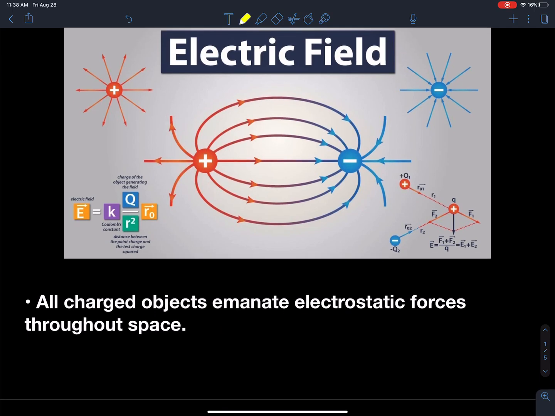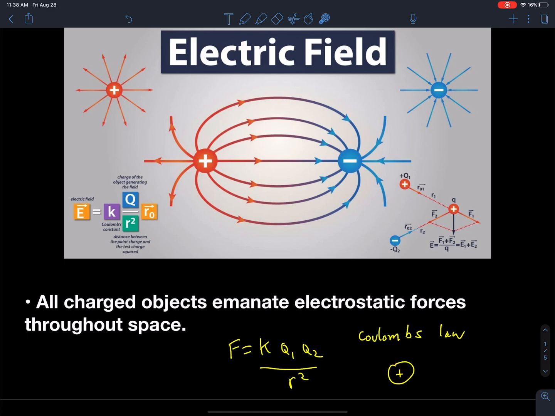Okay, and as we learned in the last episode here, F equals K Q1 Q2 over R squared is Coulomb's law. So any charged object, such as that positive charged object, if I had a positive charged object in space, I would consider that as Q1. And any other small positive charge that I put over here, which I would call Q2 in that equation, would experience some type of force. And if they're the same charge, that little small charge would experience a repulsive force. Okay, that would be pushing it away, or both of these objects would be pushing away from each other. Okay, so every charged object will emanate a force throughout space.